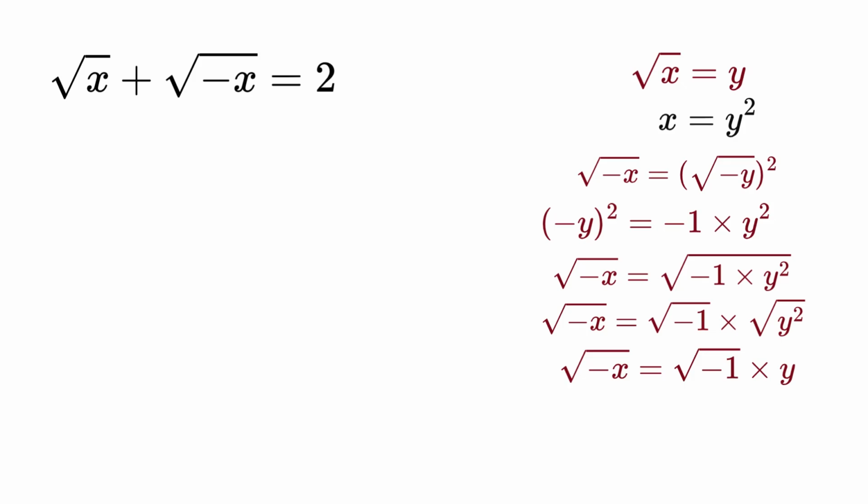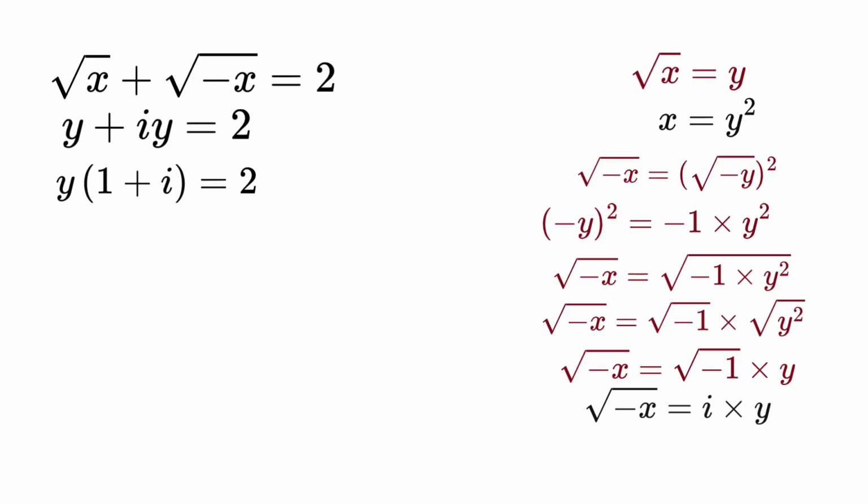So, what about this square root of minus 1? This is where we use the complex number iota. We know that square root of minus 1 is called iota. So, the square root of minus x becomes iota times y. Now, come back to our original equation, which becomes y plus iota y equals 2. Now, look, we have y common, so we take y common, and this becomes y times (1 plus iota) equals 2. Here we need y, so by rearranging it, it becomes y equals 2 over 1 plus iota.